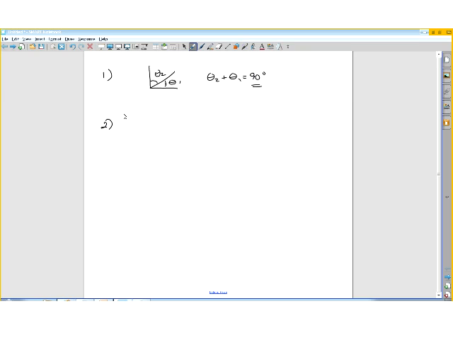Problem number 2 is the sum of the measure of two supplementary angles is blank. Sorry, swallowed something that I shouldn't have swallowed because I'm eating my lunch.